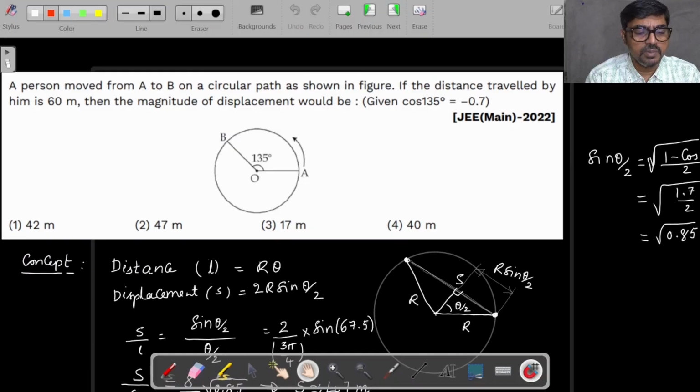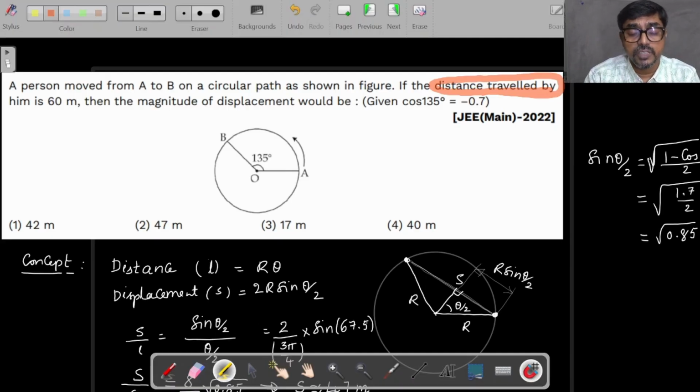Let me read the statement. A person moved from A to B on a circular path as shown in the figure. The distance travelled by him is 60 meters. You see distance. I hope that by now, after covering so much of the syllabus, you understand the difference between distance and displacement. Distance is 60 meters, the length of the path that he has travelled.